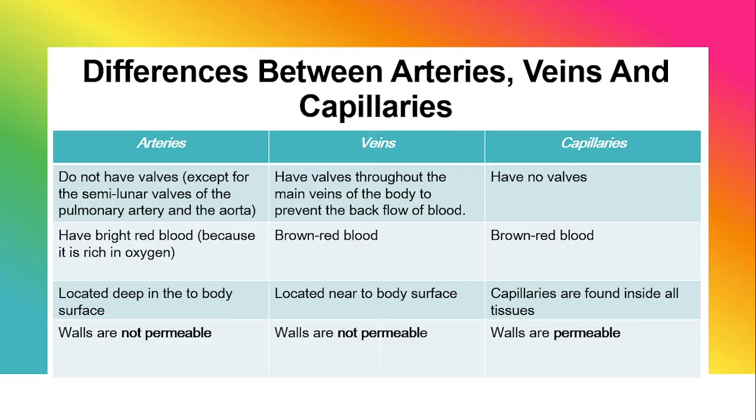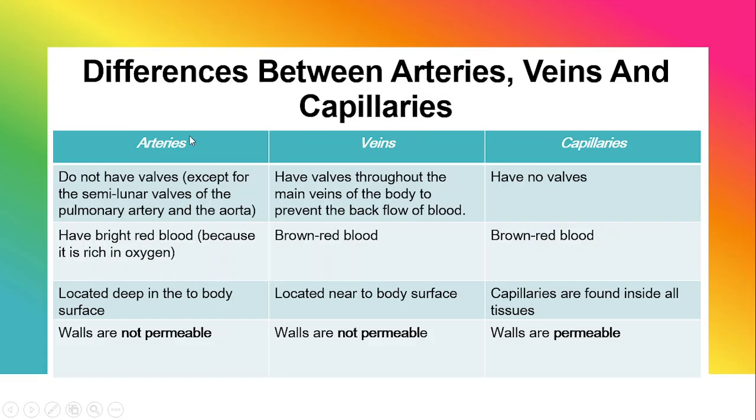Also, arteries do not have valves except for the semilunar valves of the pulmonary artery and the aorta, while the veins have valves throughout the main veins of the body to prevent the backflow of the blood. And the capillaries have no valves, so that's how they differ in terms of the presence of valves. Then the arteries have bright red blood because it is rich in oxygen, while veins carry brown-red blood, and the same goes for capillaries, which carry brown-red blood.